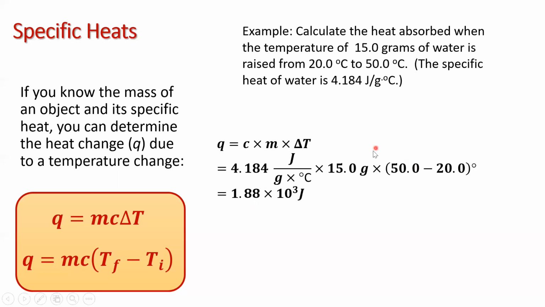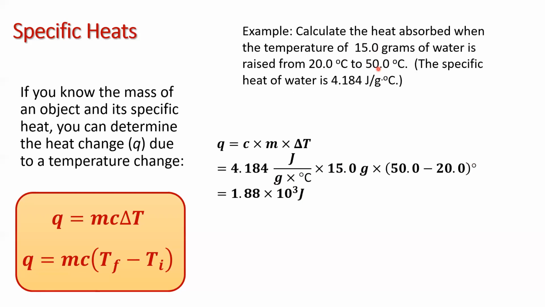And then let's look at the units. We've got grams here in the denominator, and we've got grams here in the numerator. So grams cancels out. We've got degrees Celsius here in the numerator and degrees Celsius here in the denominator. So degrees Celsius cancels out. That's where the units of joules come from, and those are the units for heat. So 1.88 times 10 to the third joules of energy needs to be absorbed by 15.0 grams of water in order to give us a 30-degree temperature change.